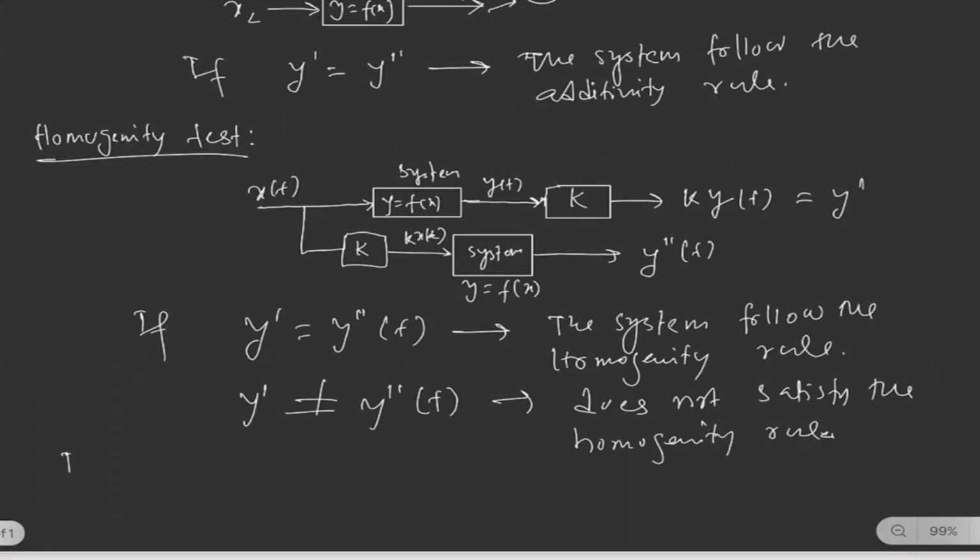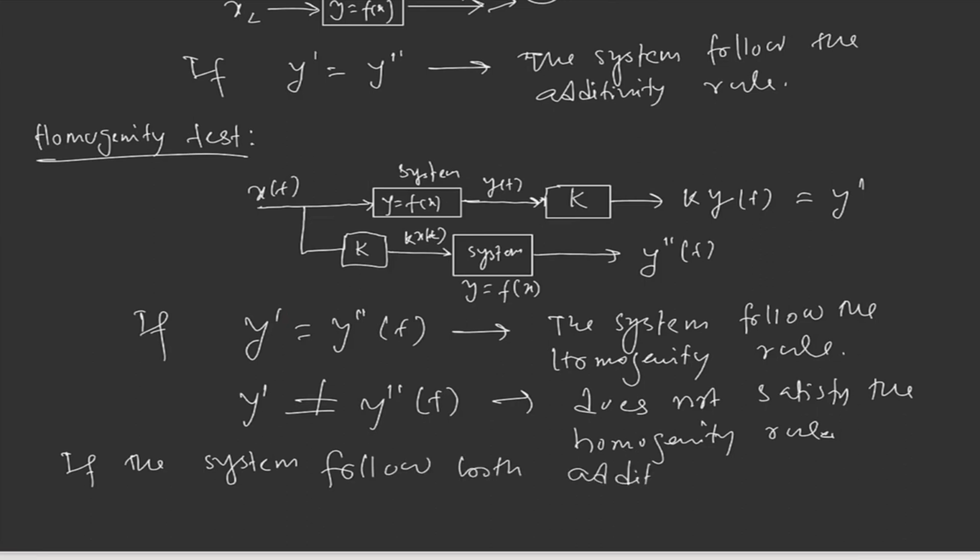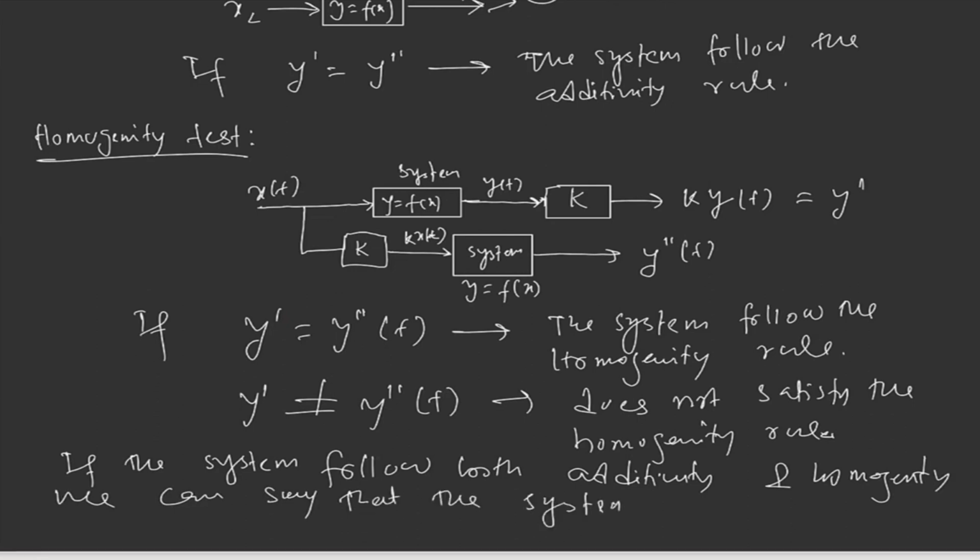If the system you are getting from the physical system follows both additivity and homogeneity, we can say that the system is linear.